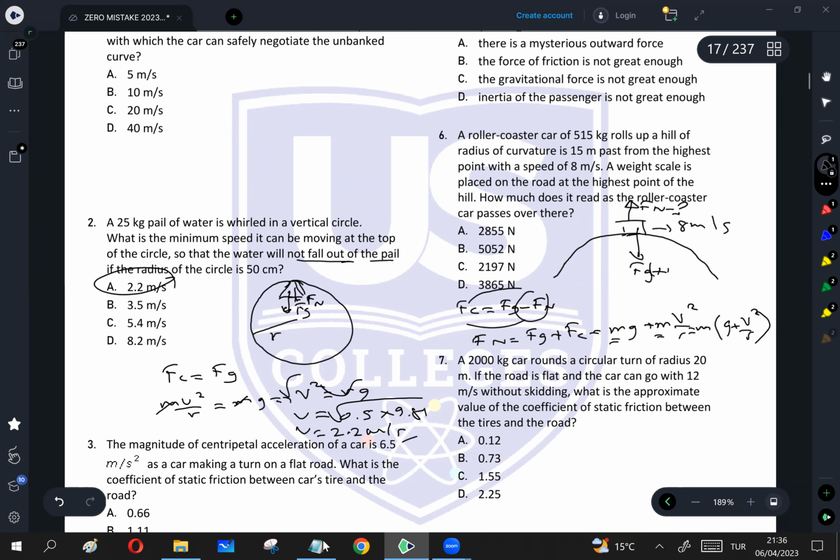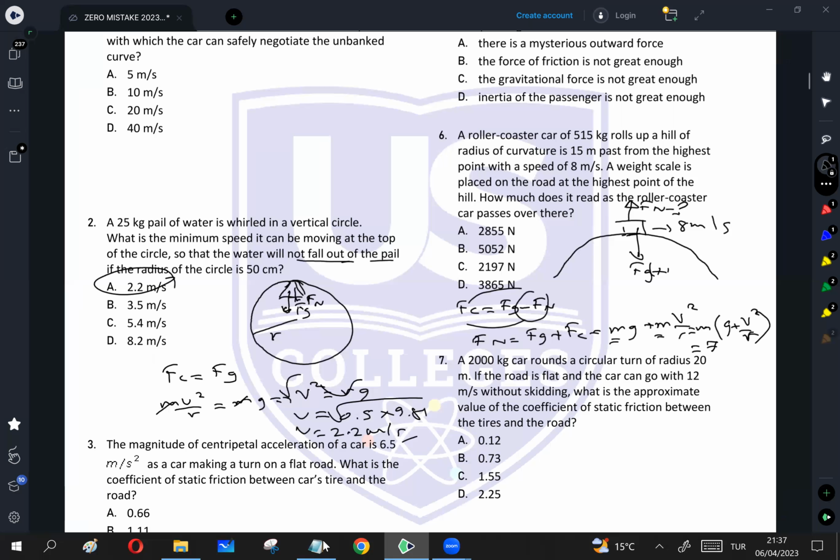After that, you are going to apply your calculator. M is given, 515 times in bracket G is 9.81 plus v squared, which is 8 squared, 64, divided by r. R is how much? R is 15, 64 divided by 15. Answer is 7.23. Of course, I did that incorrectly, I think.